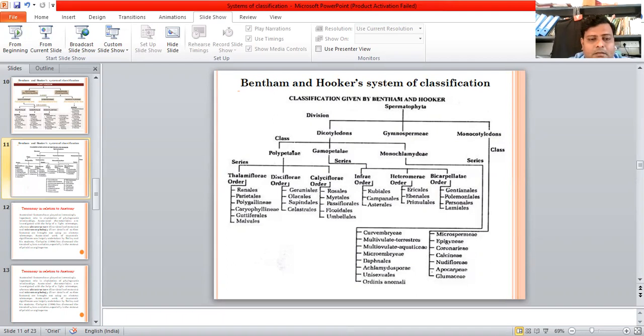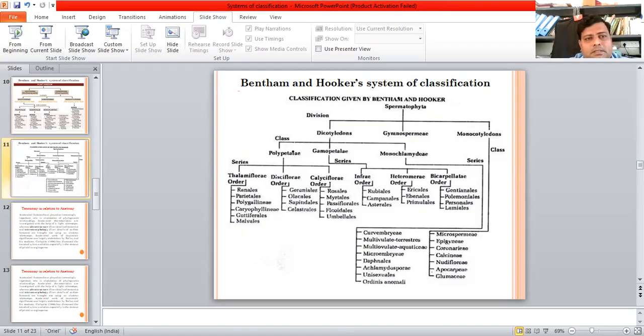In the series Bicarpellatae, the ovary is usually superior, the stamens are equal to or fewer than the corolla lobes and alternate with them, and the carpels are two, rarely less or more. It is further divided into four orders, 24 families.